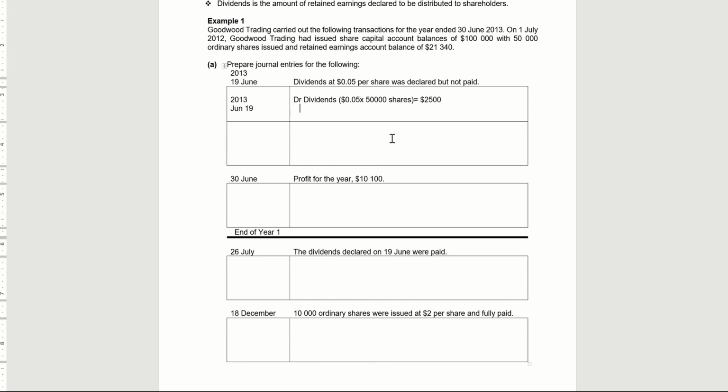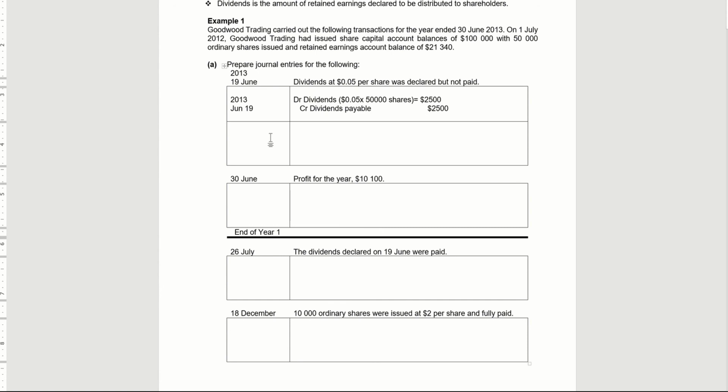Since the dividends was not paid on the same day, you will have to create a dividends payable. Dividends payable is a type of liability, and in fact it will be paid within the next accounting period. So liability created, you will have to credit dividends payable, $2,500.